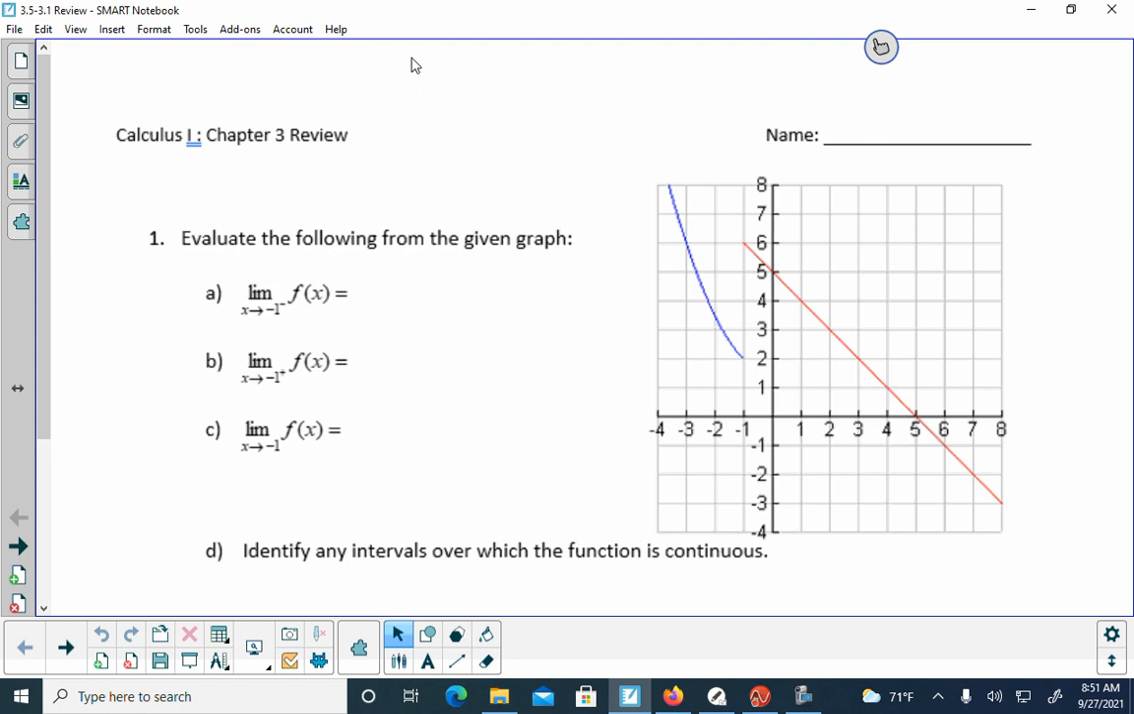So the first ones are designed to be something that you should be able to do without a calculator because, well, the graph is graphed for you already. The first one is find the limit as x approaches -1.